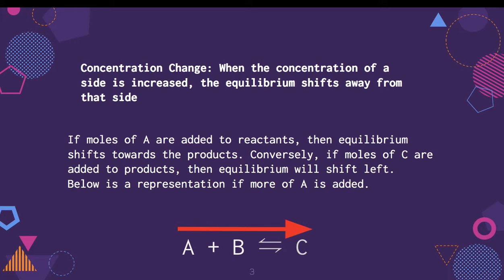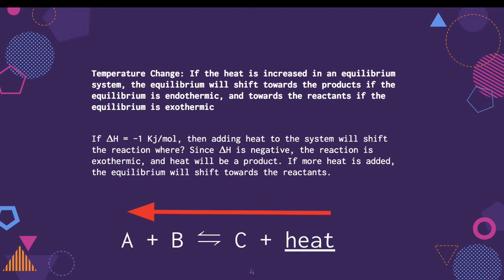Below is a representation if more of A is added. As you can see, the equilibrium shifts right to rebalance the equilibrium to favor the products. The next factor is temperature change. If the heat is increased in an equilibrium system, the equilibrium will shift towards the products if the reaction is endothermic, and towards the reactants if the reaction is exothermic.